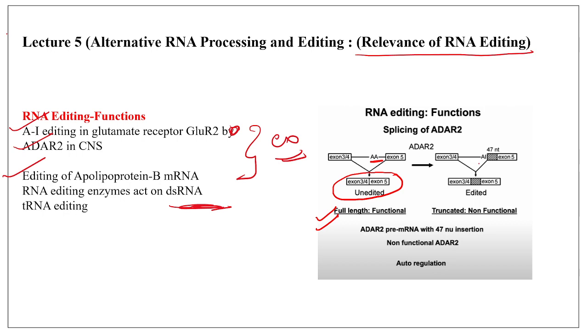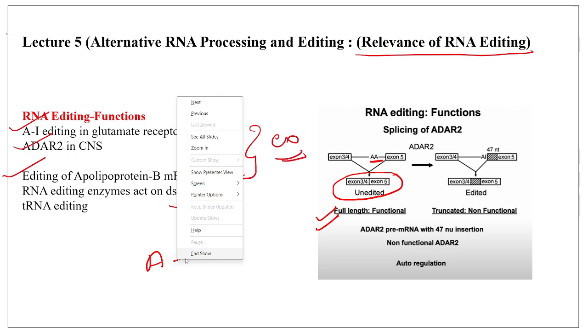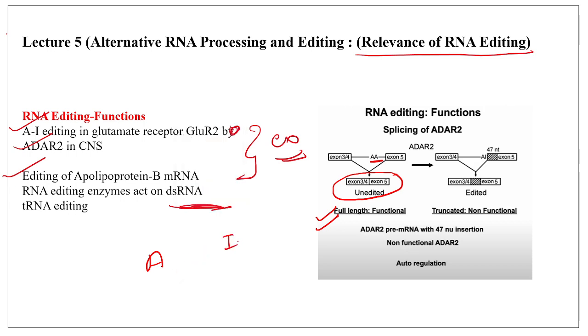Now if deamination of adenosine to inosine takes place, so A is converted to I. Here you see, A is converted to I. Here editing has taken place. Now this edited becomes non-functional.